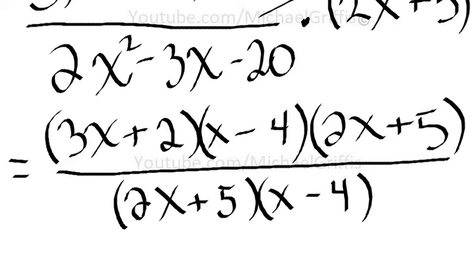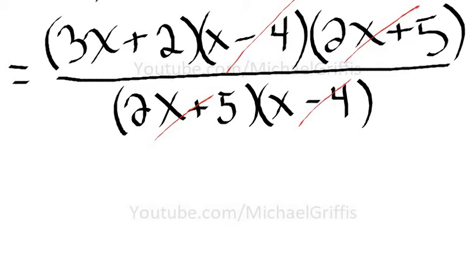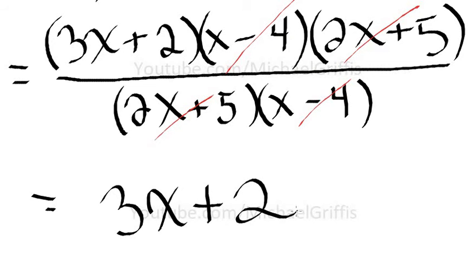All right, let's cancel. We got an x minus 4 and an x minus 4 in the denominator. We have a 2x plus 5 and a 2x plus 5. And it looks like this is going to reduce down to 3x plus 2. Bam, 10 minutes.